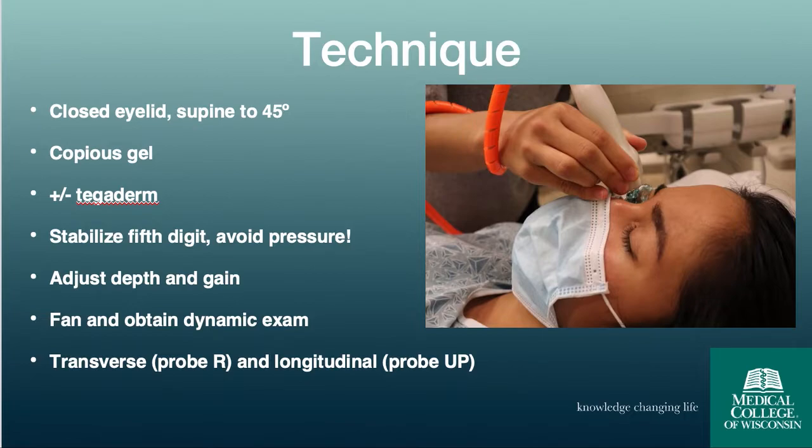Next, you're going to want to adjust the depth and the gain so that you're looking at an anechoic eye initially. You're going to want to get views in the transverse and longitudinal directions, and you're going to want to fan to the left and right and up and down. Then you're going to get a dynamic exam where the patient moves their eye up and down and left and right. Then you're going to increase the gain and do both of those things again. That'll really show all of the possible pathologies.